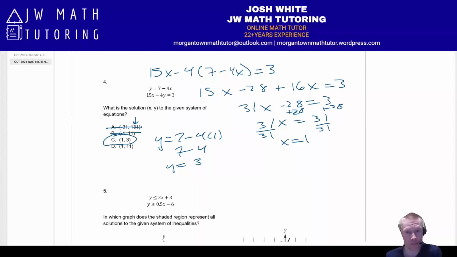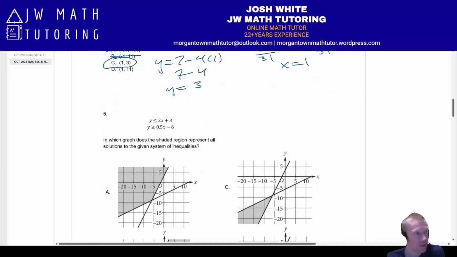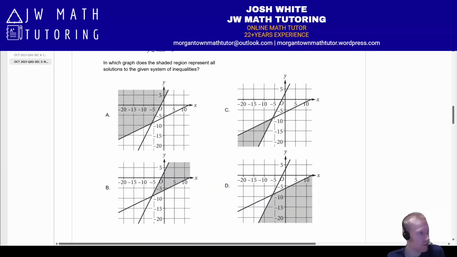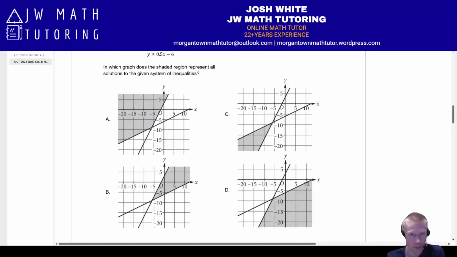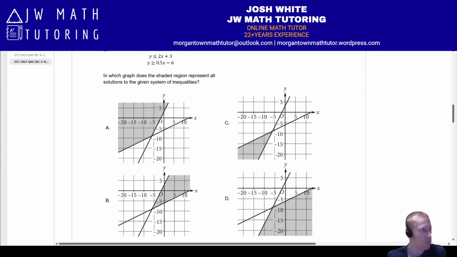If they don't, then it's not the right answer, and you'd move on to the next one. So you could back solve this one, but as you can see from the work, it's probably quicker just to go ahead and do substitution and solve it out the traditional way. All right, question number 5, we have a system of linear inequalities, meaning we're graphing two lines and then we're going to be shading both of them.